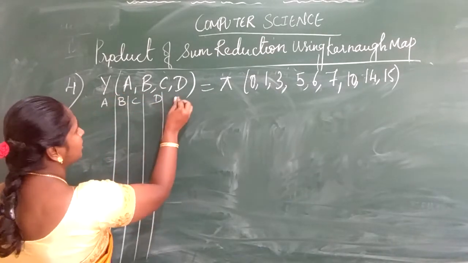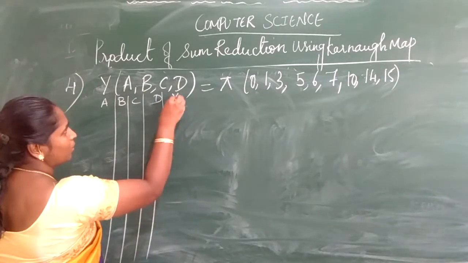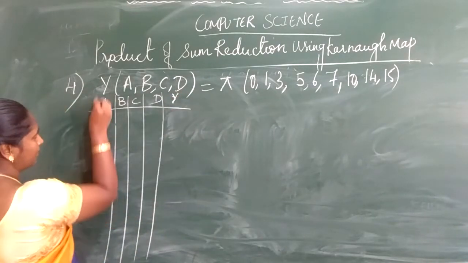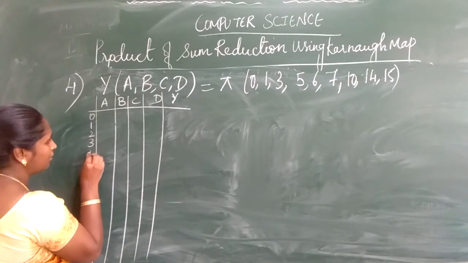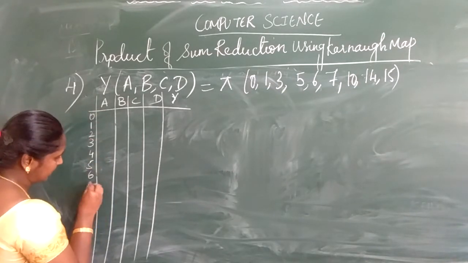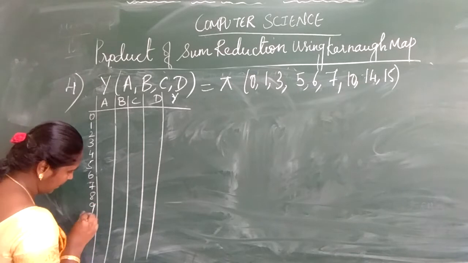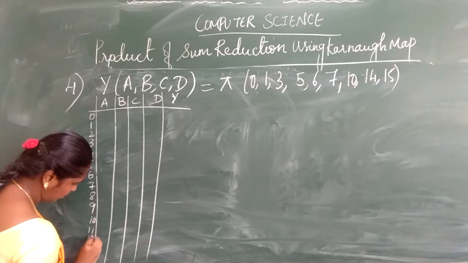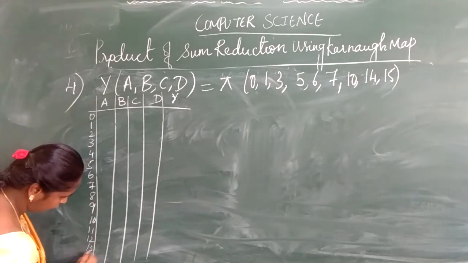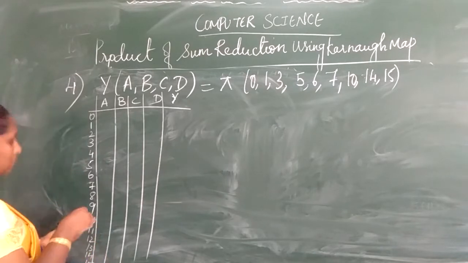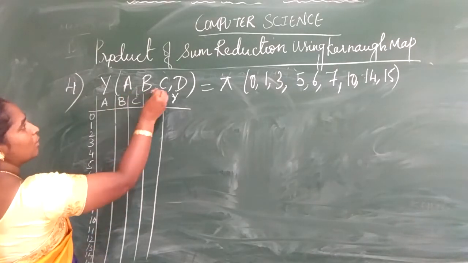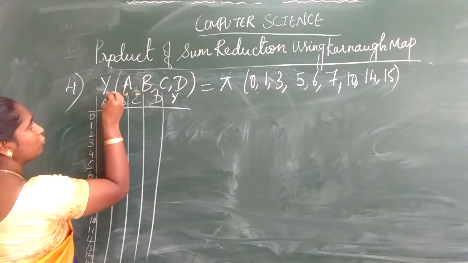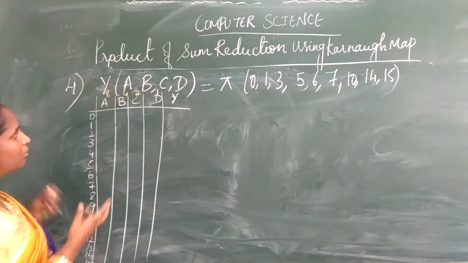Next my function is y. I am going to represent it in the form of 0, 1, 2, 3, 4, 5, 6, 7, 8, 9, 10, 11, 12, 13, 14, 15. Here it is multiples of 2: 1, 2, 4, 8.